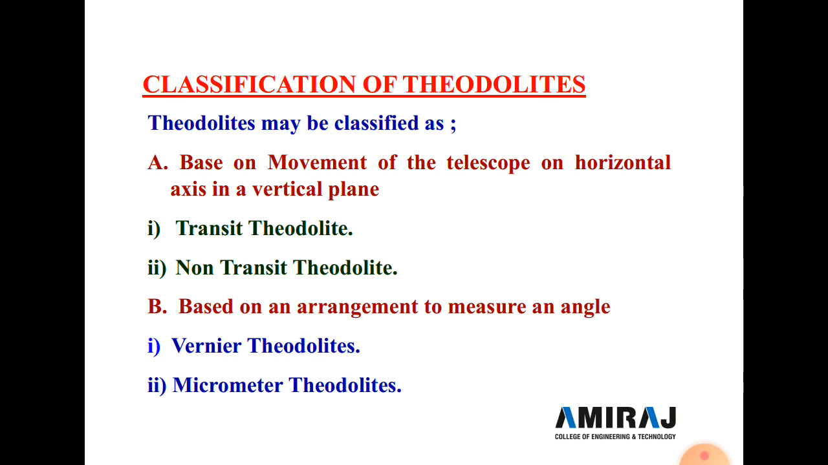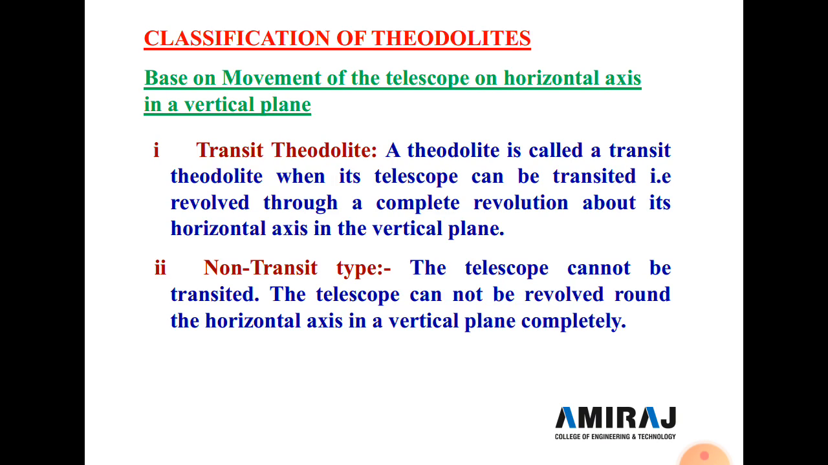Now next is the classification of the theodolite. Generally the theodolite may be classified into two parts. The first is based on the movement of the telescope on a horizontal axis in a vertical plane, and the second is based on the arrangement of measurement of angle. These are the main classifications, and there are sub-classifications. Based on the movement of the telescope, there are two parts: the first is the transit theodolite and the second is the non-transit theodolite. In the next slide we discuss what is a transit theodolite and what is a non-transit theodolite. Based on the arrangement to measure an angle, there are the vernier theodolite and the micrometer theodolite.